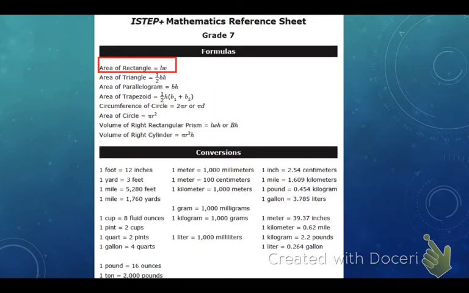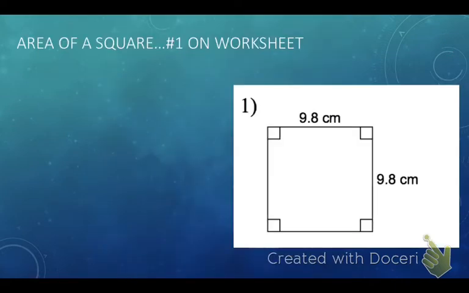All right, so we're going to start with the first problem on your worksheet. So again, we need to figure out the area of a square. And I know this is a square because the length and the width are both 9.8 centimeters. They are the same size. So first we need to write down the formula, which you just wrote on the top of your paper. So we're going to write A equals LW. And what that stands for is area equals length times width.